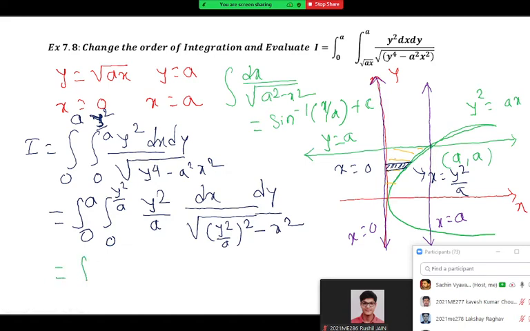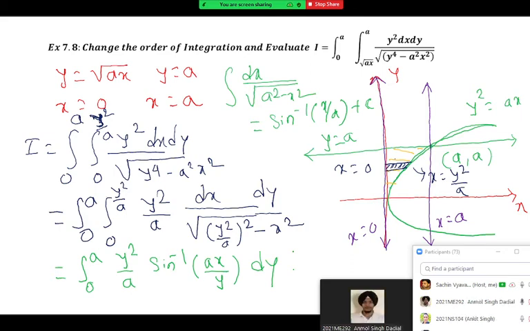So this 0 to y square upon a as it is. This is sine inverse of, now there is x upon a. So yes, it is x only, upon a means upon y by a. So I will say sine inverse of x upon y, and that will be left. Y square is there. And one more thing we left, the limit.